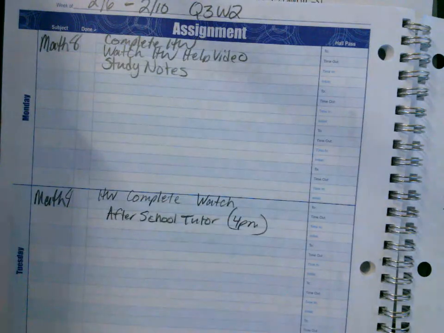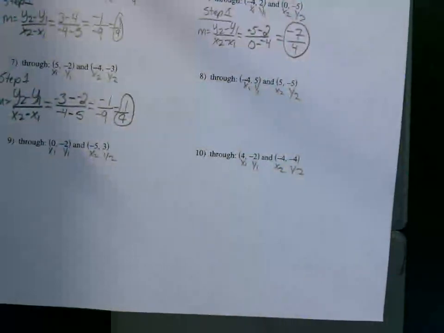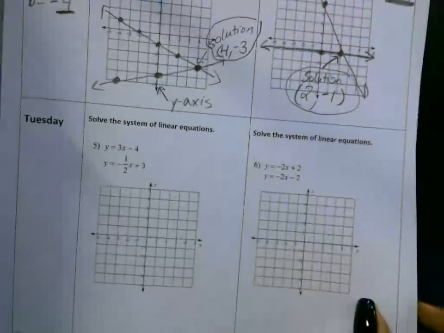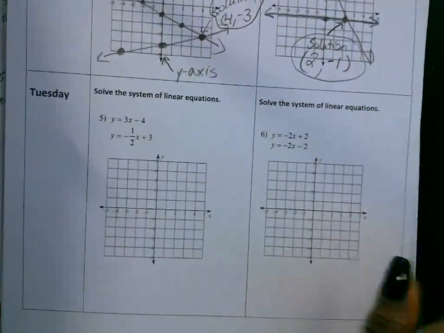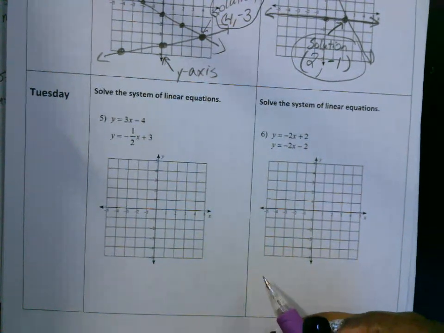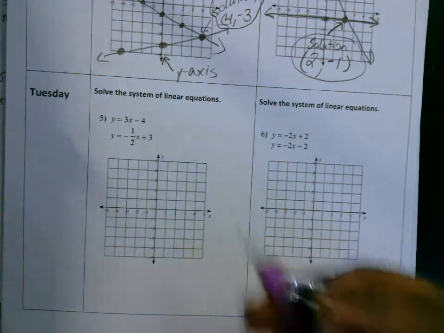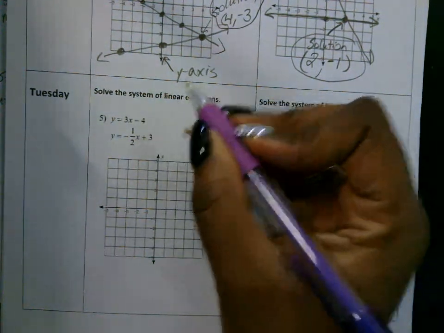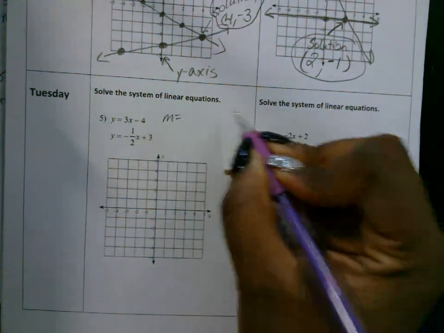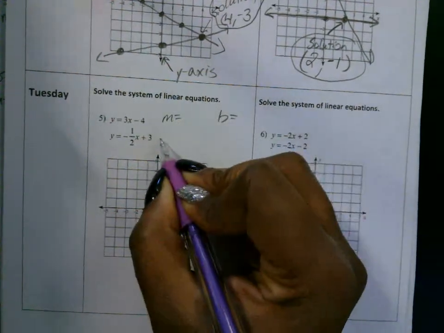All right, let's look at our warm-up. All right, so we're doing the same thing that we were doing before. We're graphing these lines to figure out where they cross. So first step is to label our M and our B. So I need for you to label M and B for both of these equations.